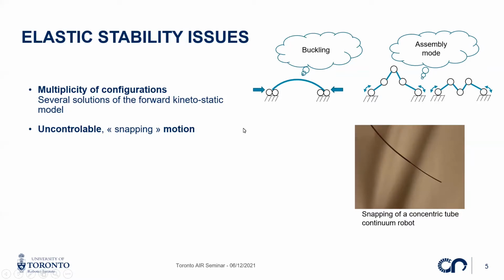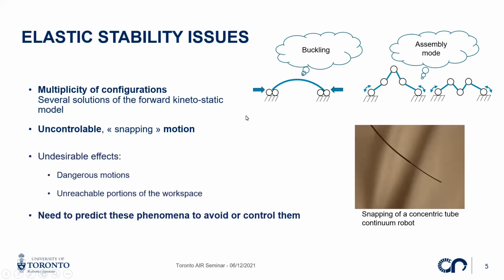So these elastic stability issues have undesirable effects. As you can see, the motions are uncontrollable and sudden, and you don't necessarily want this robot to snap in your nose when you're performing surgery. So they can generate dangerous motions, and also part of the workspace is not reachable anymore, because some robot configurations are unstable and cannot be reached physically.